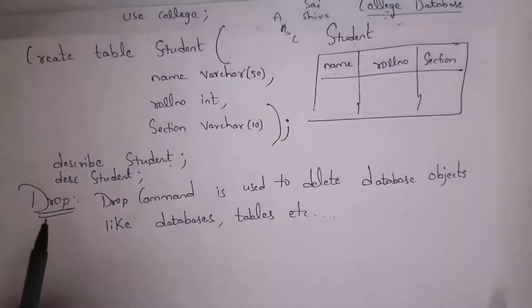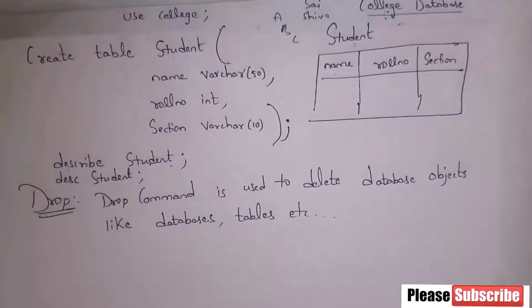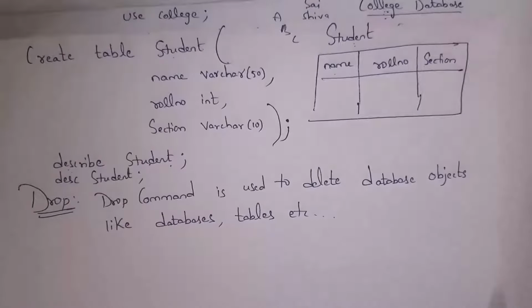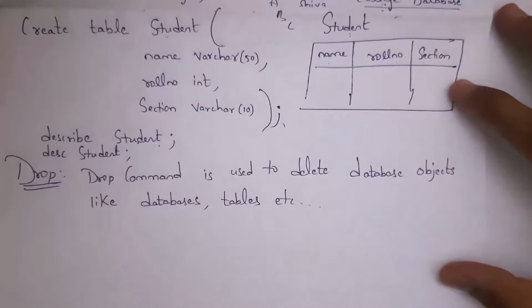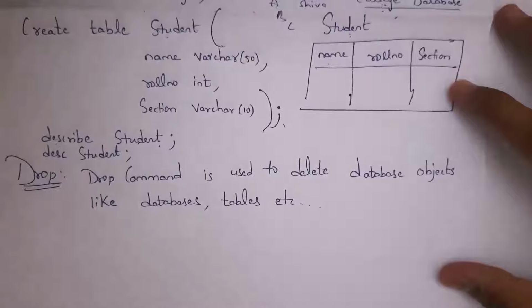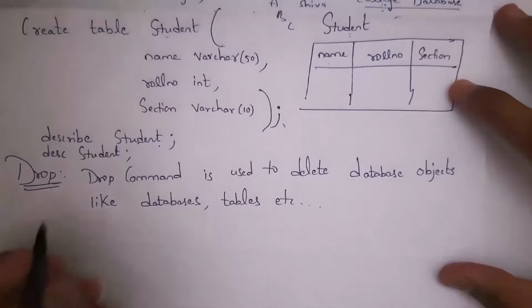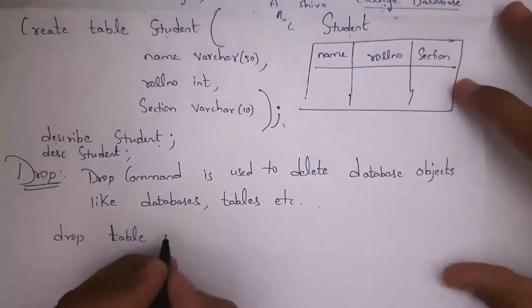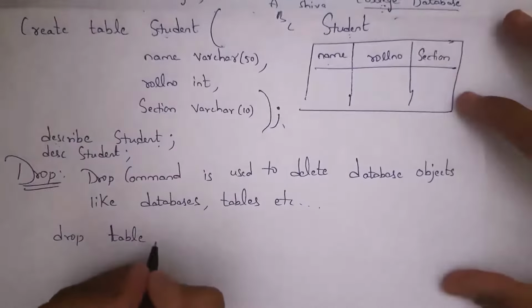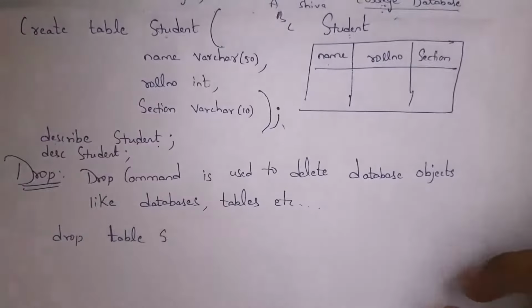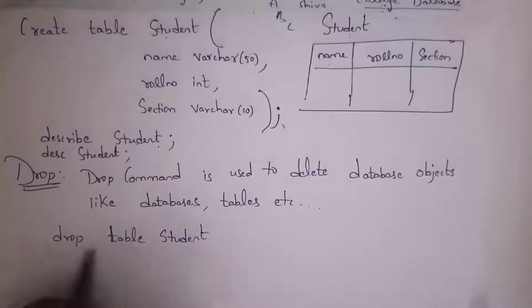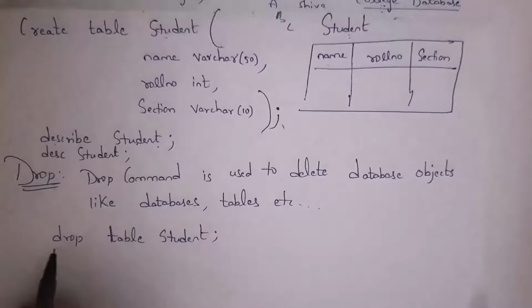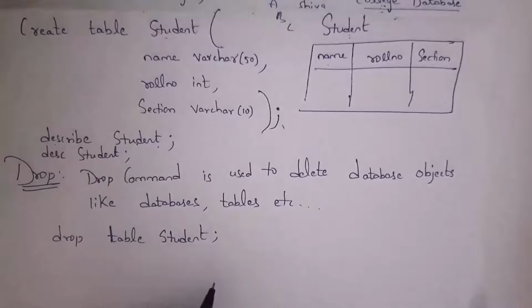Next I will explain what is use of drop command. Whereas create command is used to create database objects like databases, tables, etc. And whereas drop command is used to delete database objects like databases, tables, etc. We created student table. Now I want to delete this student table. So in order to delete student table, you need to write code, that is drop table, and here you need to give table name. My table name is student. So just write here drop table student. Guys, all are small letters. Drop table student and give semicolon. Whenever you write this code and click enter, it will delete my student table.